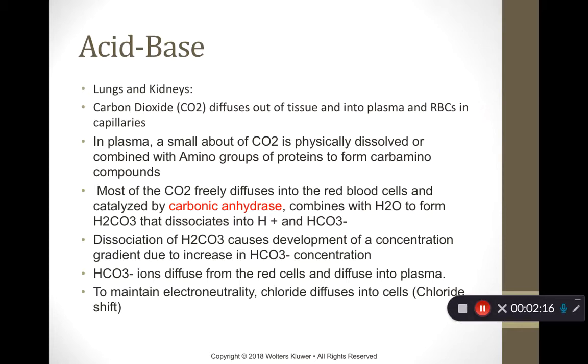The dissociation of carbonic acid causes the development of a concentration gradient in the system due to an increase of bicarbonate concentration. So because there is an increase in bicarbonate, there is a change in the concentration gradient. Bicarbonate ions then diffuse from the cells into the plasma. So to maintain electroneutrality, chloride then comes in and diffuses into the cells. And this is what is called the chloride shift.